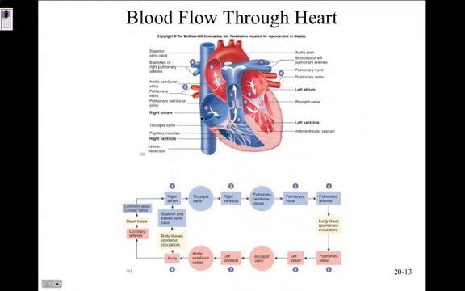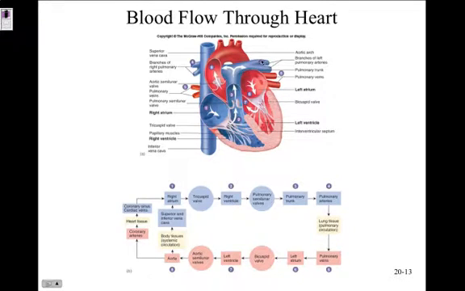So here's the right atrium. It's going through this tricuspid valve into the right ventricle. When it contracts, the blood will go from the right ventricle through the pulmonary semilunar valve here into the pulmonary arteries. I guess they call this the pulmonary trunk, and then the arteries are what branch. It goes to the lungs, gets oxygen.